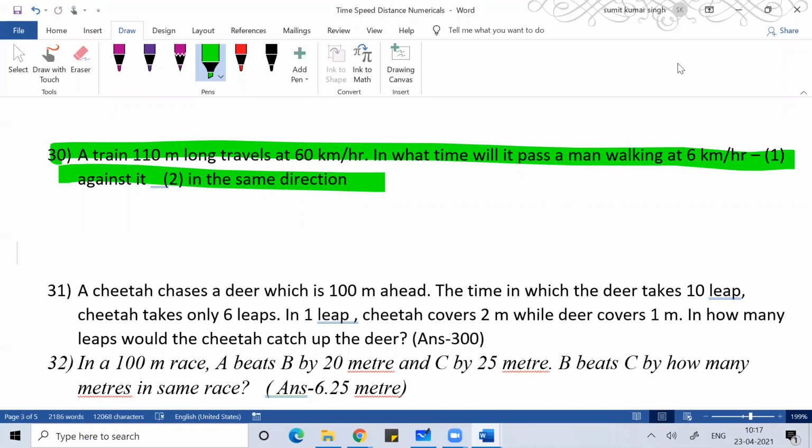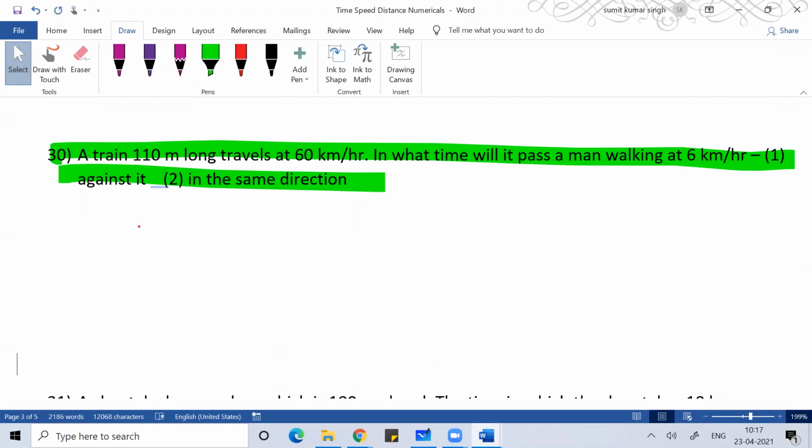So you can see this. A train 110-meter long travels at 60 kilometer per hour. In what time will it pass a man walking at 6 kilometer per hour against the train? So against the train means in the opposite direction.